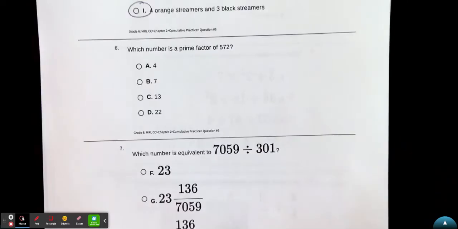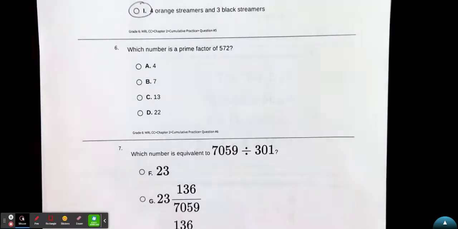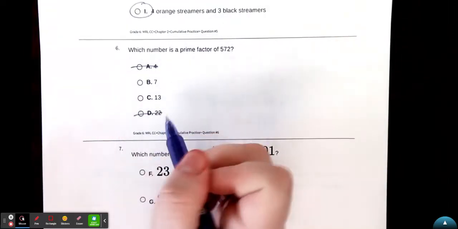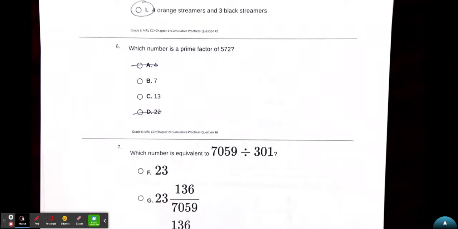Which number is a prime factor of 572? So a prime factor means a prime number that goes into 572. Immediately, we can eliminate these two because they are not prime numbers. So now we're going to see if 7 goes into 572 or if 13 goes in.